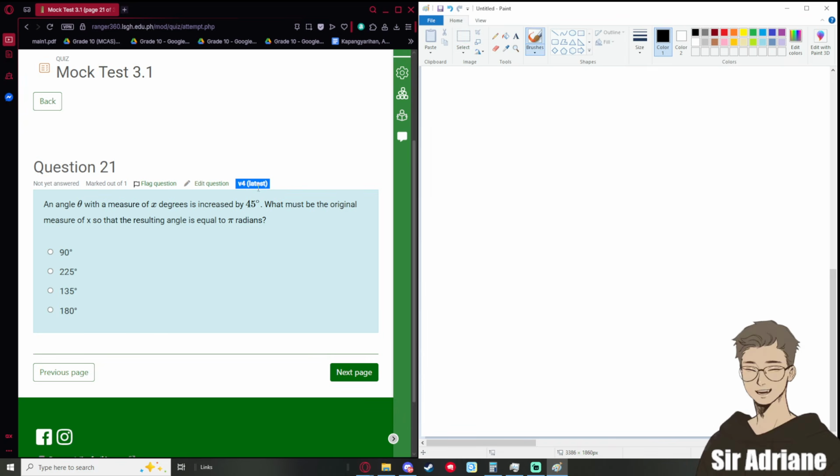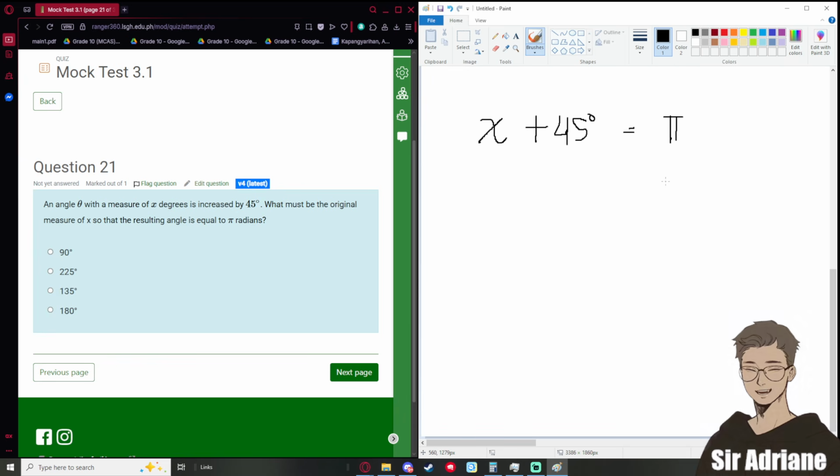Question 21. An angle with a measure of x degrees is increased by 45. What must be the original measure of x so that the resulting angle is equal to pi radians? Alright, so we have an angle with a measure of x degrees, and according to the problem, if we increase this by 45 degrees, it will be equal to pi radians.